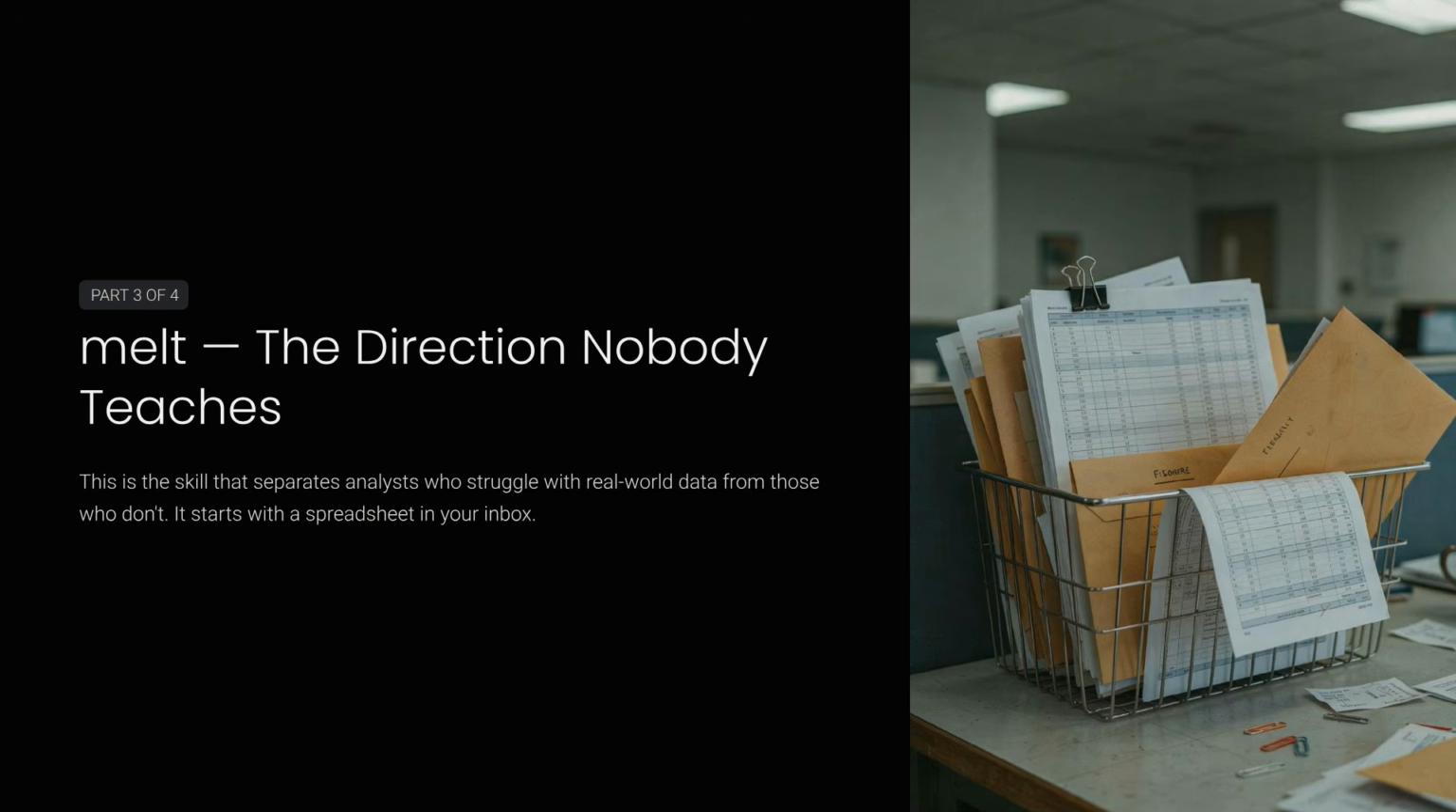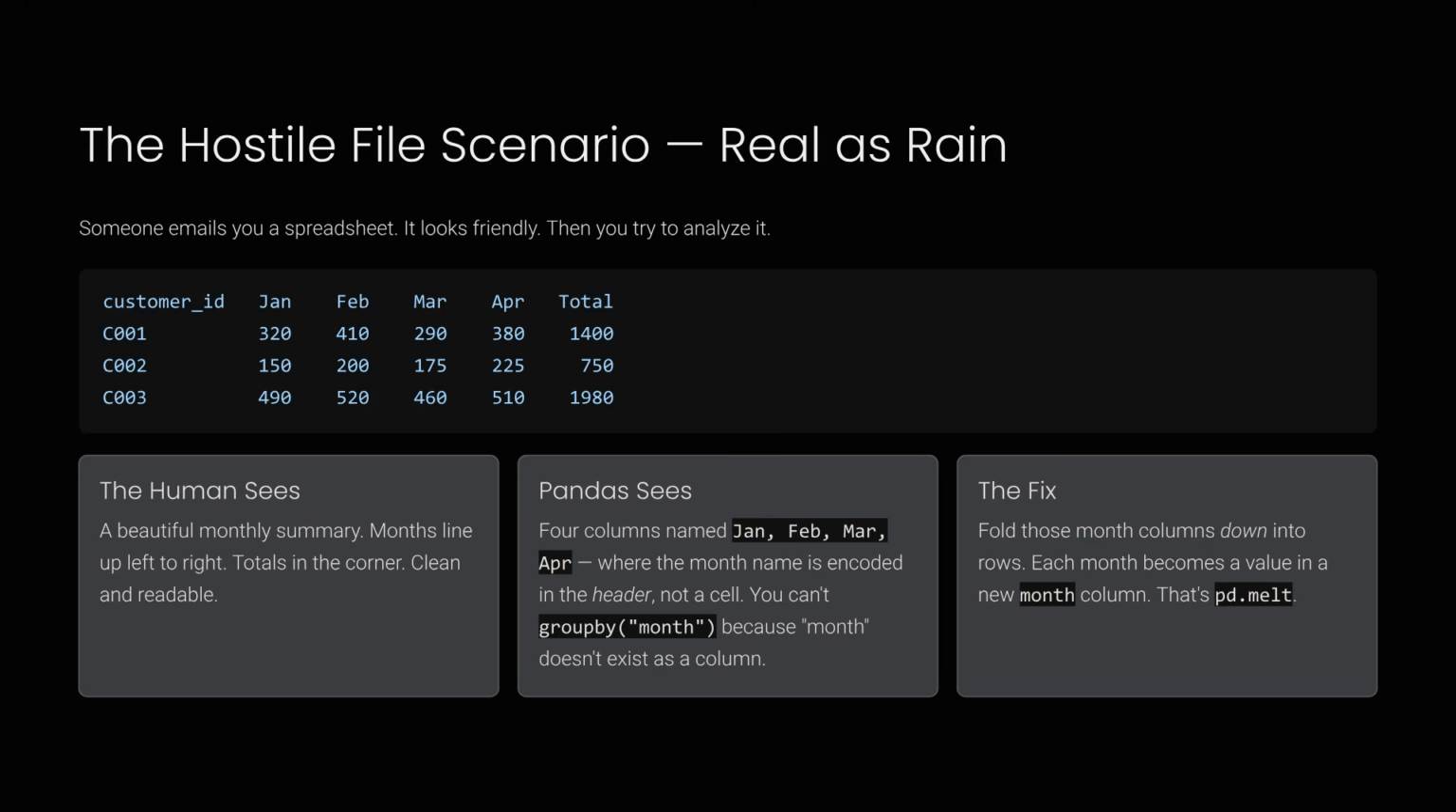Part 3 introduces the melt function. This is the crucial skill that helps you handle real-world spreadsheet data that doesn't arrive in the tidy format we'd prefer. Spreadsheets often store data headers as month names, which Pandas can't easily group. pd.melt allows you to fold these columns down, turning headers into row values so you can analyze them properly.